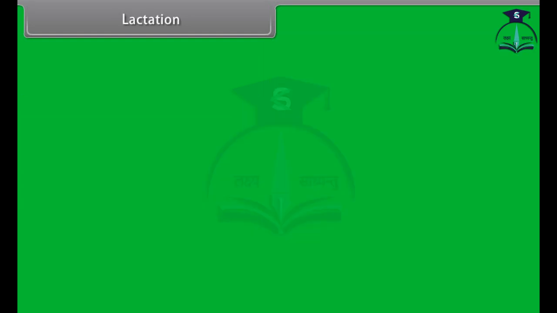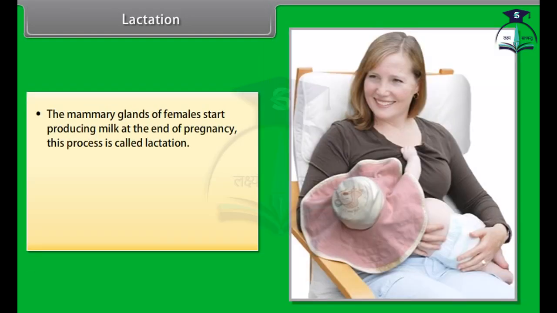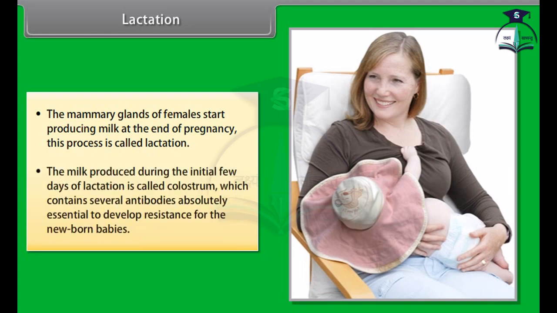Lactation. The mammary glands of females start producing milk at the end of the pregnancy. This process is called lactation. The milk produced during the initial few days of lactation is called colostrum, which contains several antibodies absolutely essential to develop resistance for the newborn babies.